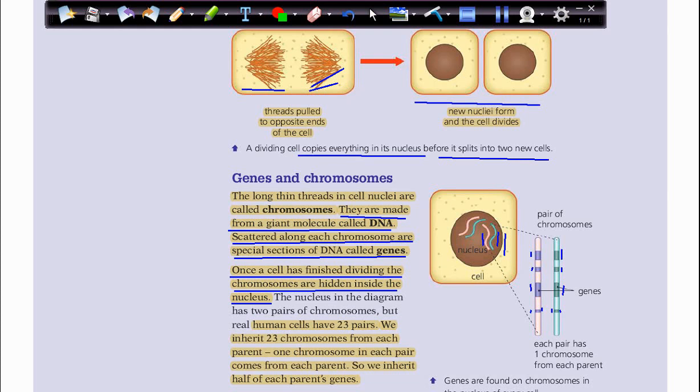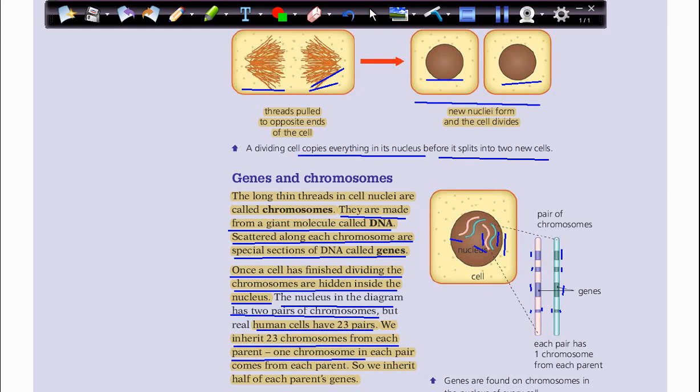After the cells finish dividing, these chromosomes are hidden inside the nucleus again. So this nucleus has chromosomes and this nucleus has chromosomes. The nucleus in the diagram has two pairs of chromosomes. Here we have two pairs only. But in human cells, they have 23 pairs of these chromosomes. We inherit 23 chromosomes from each parent.